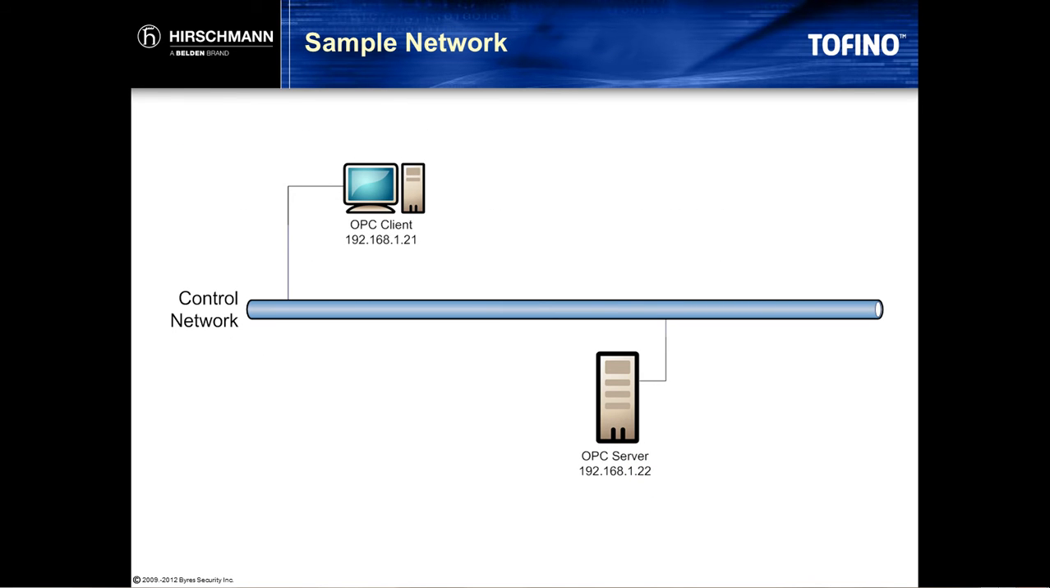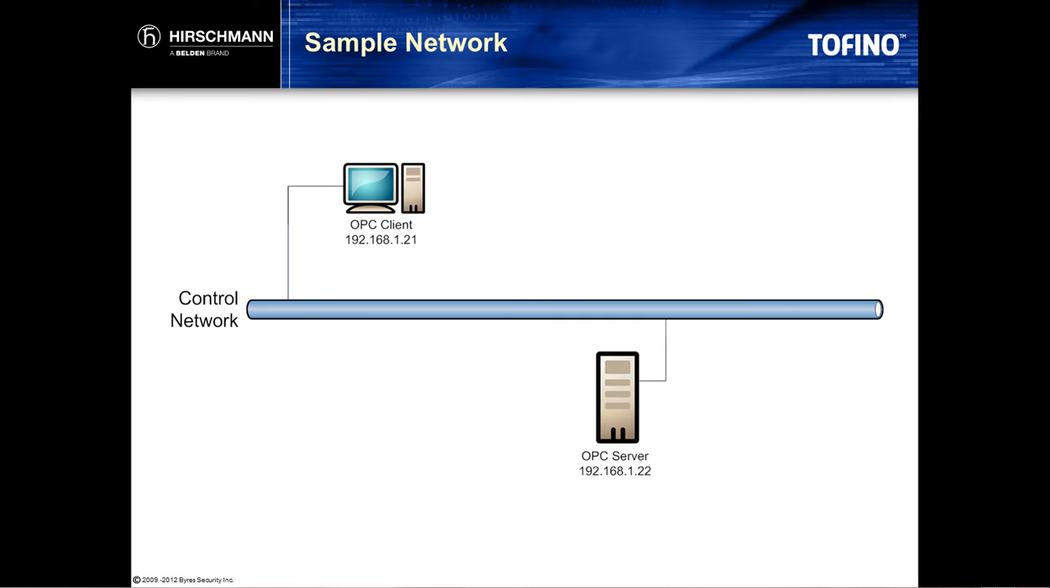So let's go through a sample configuration session with the OPC Enforcer module. Our sample network looks a lot like the previous network we've used to demonstrate the firewall module. And in fact, like all other Enforcer modules, the OPC Enforcer does rely on the Tofino firewall to do its job. But our network here is a little different.